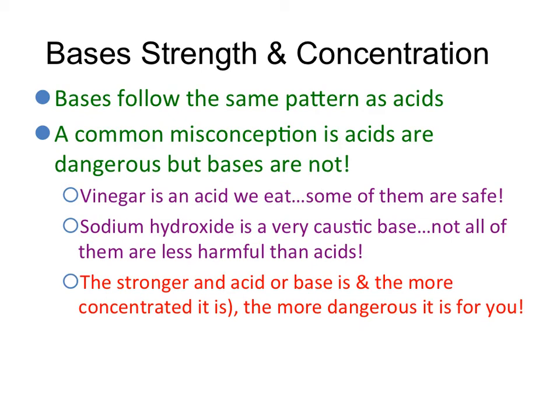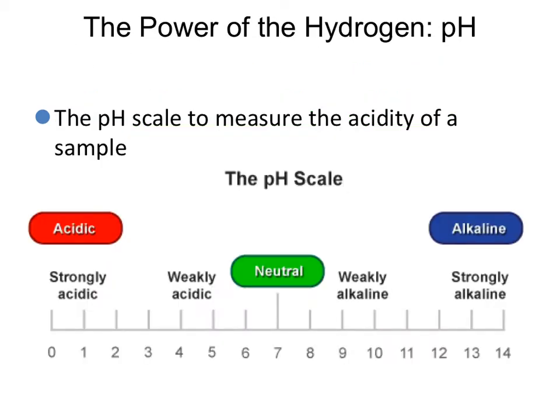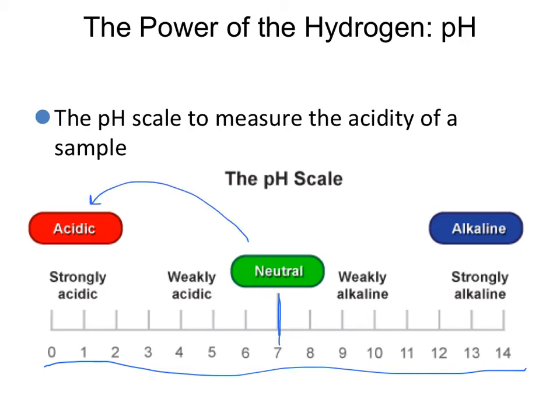It is a strong base, and so that's what makes it very harmful to us. Now there is something called the pH scale, and that runs from 0 to 14. 7 is the neutral point, and anything less than 7 is considered acidic. Anything higher than 7 is considered basic or alkaline.